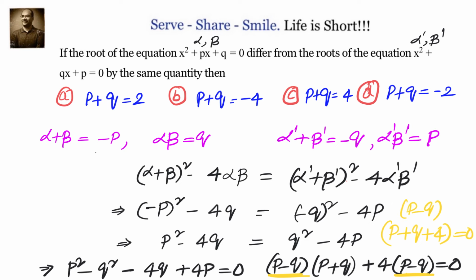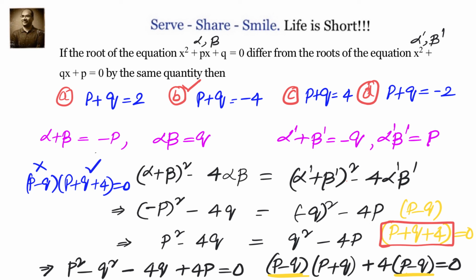Now since p is not equal to q, the condition we get is p plus q plus 4 equals to 0, or p plus q equals to minus 4. So we can write in the last step, after this we can say that p minus q into p plus q plus 4 equals to 0. Since p minus q is not equal to 0, this should be 0.